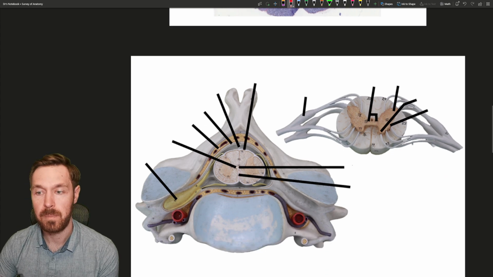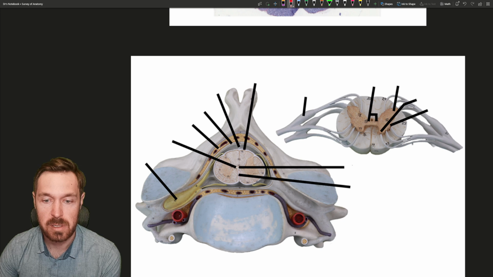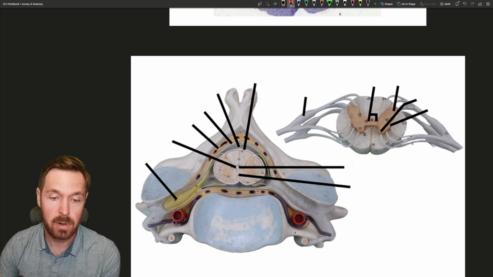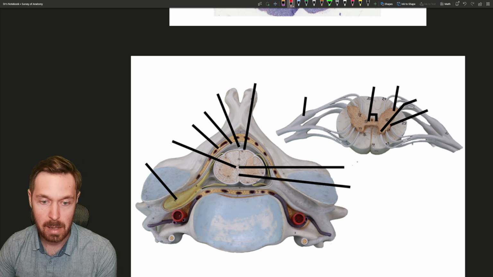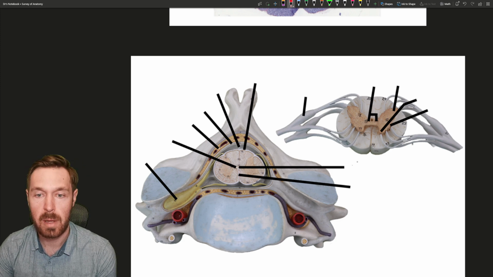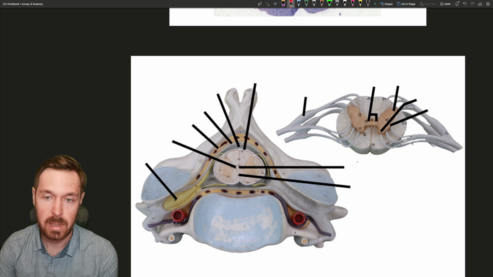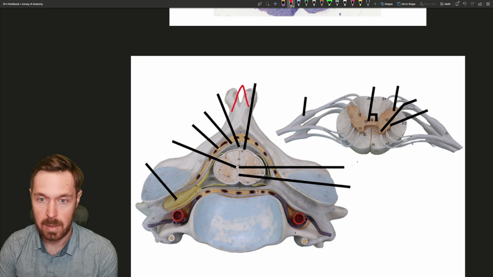Alrighty, now here we have two representations. One is within a vertebrae, and the other one is out. And I like to orient myself on the dorsal side here. So here you do have a spinous process on a vertebrae, and that's on the dorsal side. Those are the bumps you feel on your back.